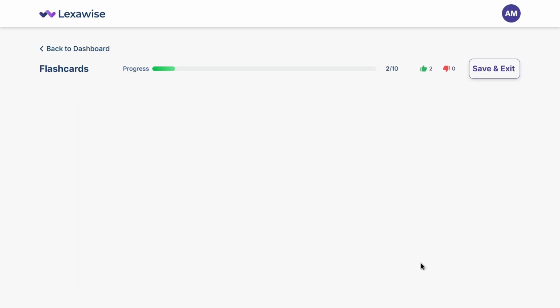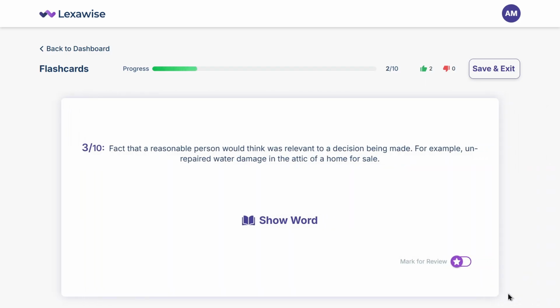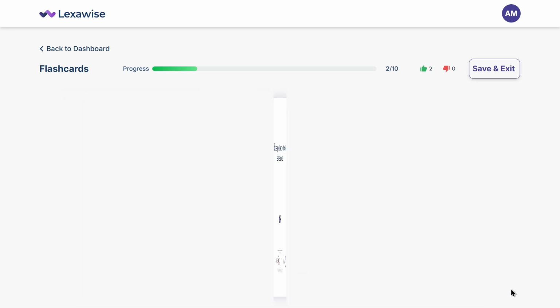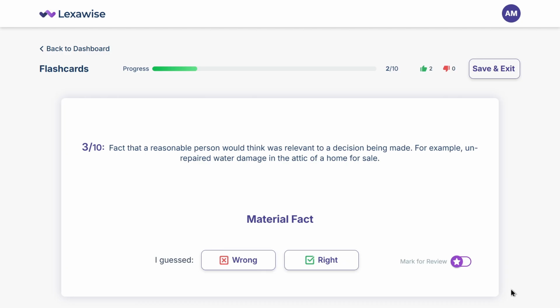Now this one. Fact that a reasonable person would think was relevant to a decision being made. For example, unrepaired water damage in the attic of a home for sale. Take your time. Let's see. Material fact. A material fact is any fact that could influence a buyer's or seller's decision in a transaction. For instance, if there's unrepaired water damage in the attic, that's something the buyer needs to know. Why? Because it could cause them to reconsider their offer. Legally, material facts must be disclosed.